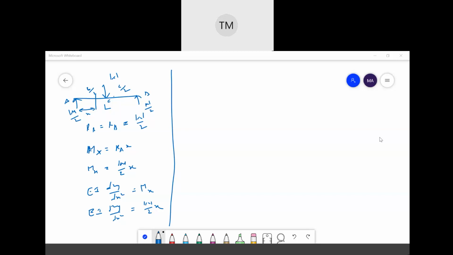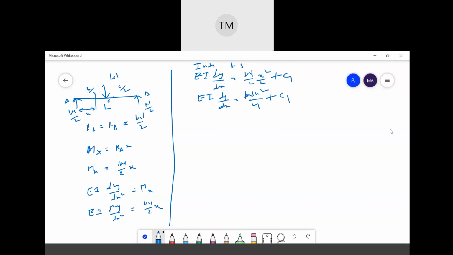So I am integrating on both sides. What happens? EI dy by dx is equal to W by 2 into x square by 2 plus C1. Then I am simplifying this one. EI dy by dx is equal to Wx square by 4 plus C1. This is your equation one.